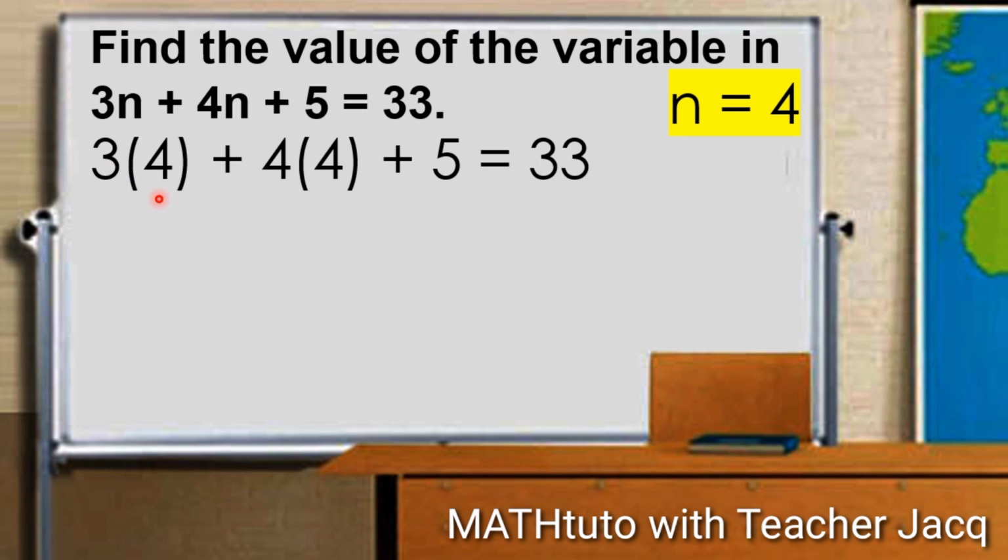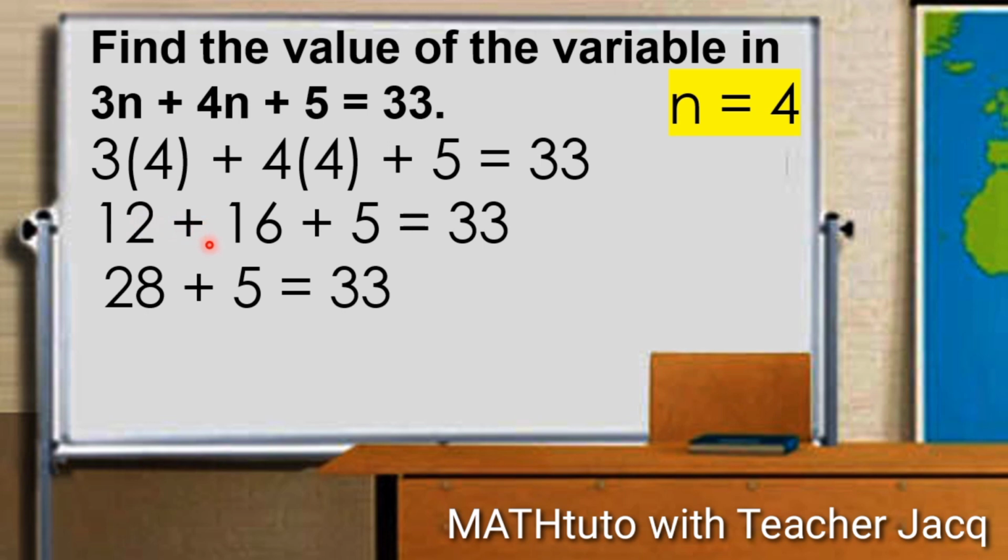So, 3 times 4 is 12. And then plus 4 times 4 is 16. Plus 5 equals 33. So, 12 plus 16 is 28. And then plus 5 equals 33. Next, 28 plus 5 is 33 equals 33. So, same siya. Therefore, yung value ni n sa ating equation na 3n plus 4n plus 5 equals 33, ang value ni n ay 4.